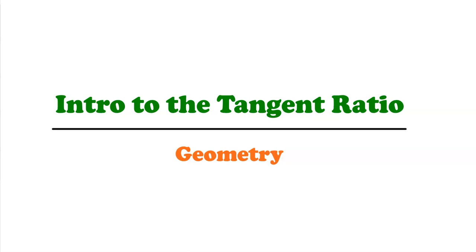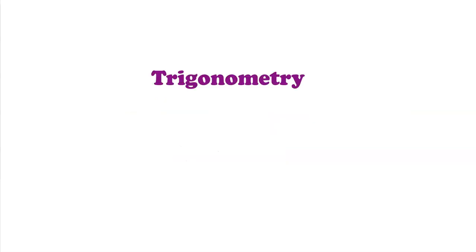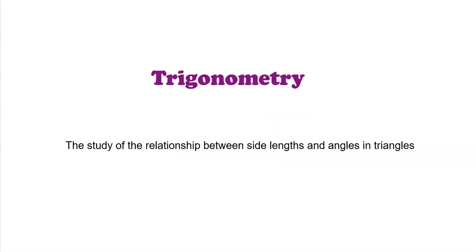Now that we've seen some of the unique properties of right triangles, we're going to take a slight turn and dive into a different area of math that is related to geometry and is one that you may not have seen before, and that is something that we call trigonometry. And trigonometry is just the study of the relationship between the side lengths and angles in triangles.